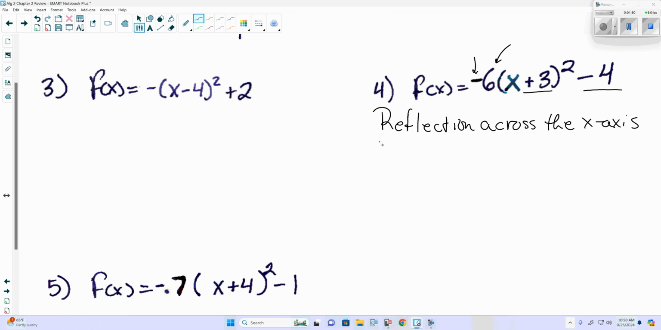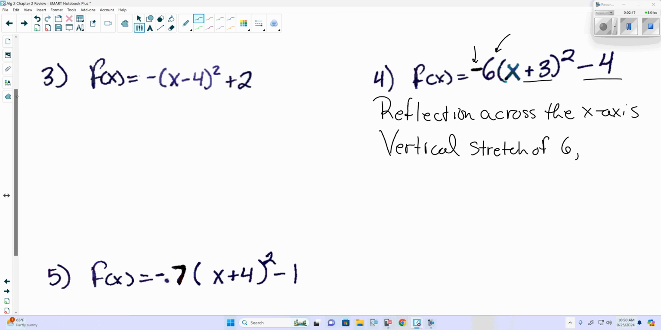And since there is a number in front of that parentheses, we'll have a vertical stretch or shrink. If that number is greater than 1, it's a stretch. And here, since 6 is greater than 1, it would be a vertical stretch of 6. If that number is between 0 and 1, it's a vertical shrink. Questions on the vertical stretch and the reflection across the x-axis?